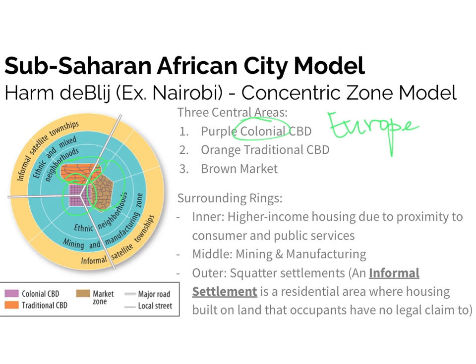Surrounding the rings, you have your inner rings, which are higher income housing due to the proximity to the consumer and public services. So the closer you are to downtown, the more expensive it is, the fancier people live there. The mining and manufacturing zone is around that. And then you have squatter settlements out here. An informal settlement is a residential area where housing is built on land the occupants have no legal claim to. So they've decided to settle there, but they don't actually own the land, and they really aren't legally allowed to be there.